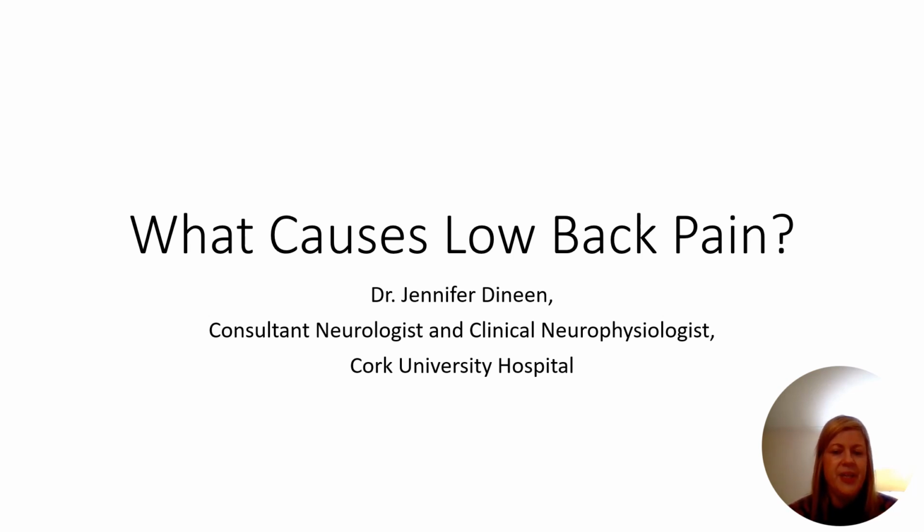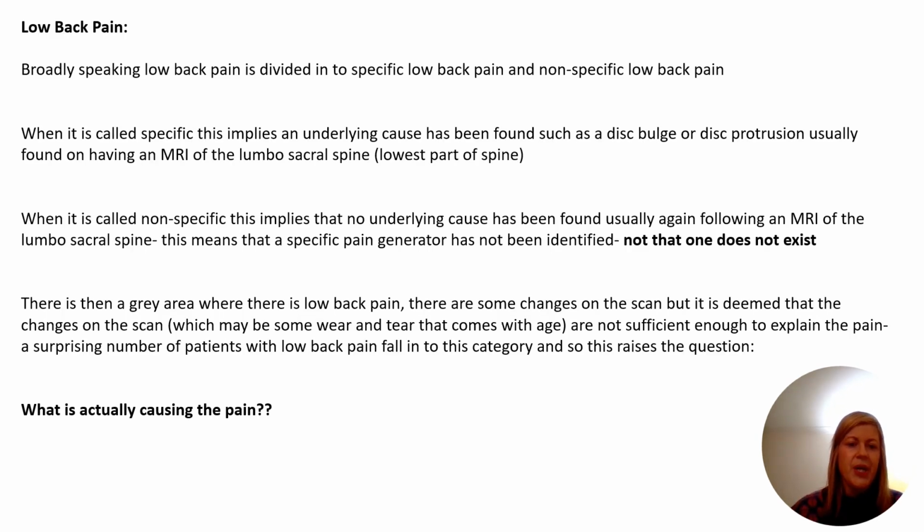In this presentation, I'm going to talk a little bit about the different things that can cause low back pain. So broadly speaking, low back pain will be divided into specific low back pain and non-specific low back pain. When we're talking about specific low back pain, it usually implies that the MRI scan has demonstrated a structural cause for the pain, such as a disc bulge pressing on a nerve root, and this will explain the pain, and it is then called specific.